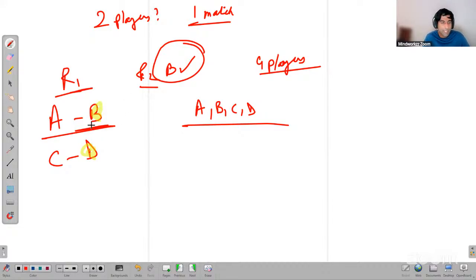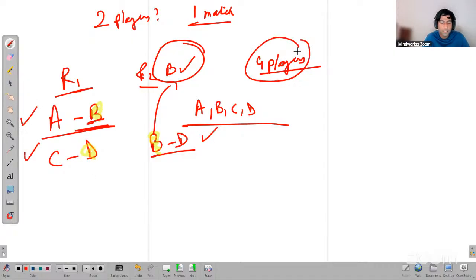So B won against A and D won against C. So B versus D, and let's assume that B won the tournament. Let's say B won this match. So B won the tournament. How many matches happened? 1 match, 2 matches, and 3 matches. In 4 players, you had 3 matches.